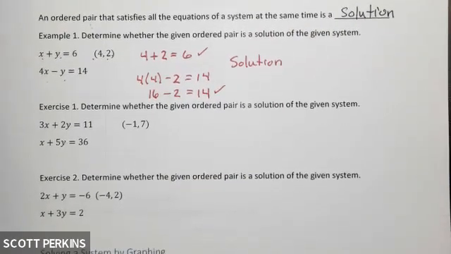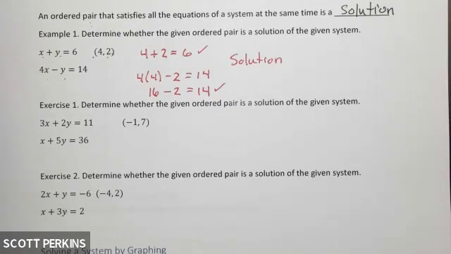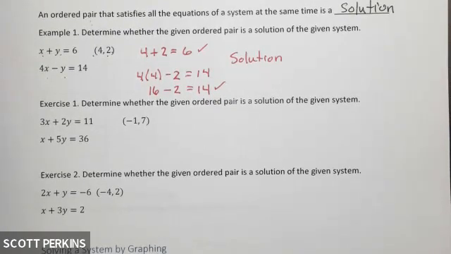So I'll leave the work there. There's not a whole lot of work to it. I would like you to determine in exercise 1, is the ordered pair -1, 7 a solution to that system of equations?